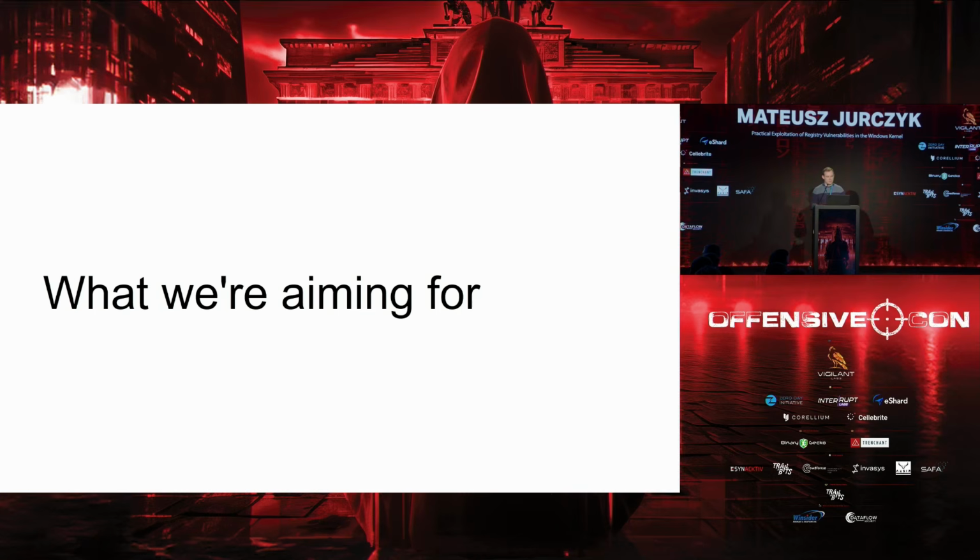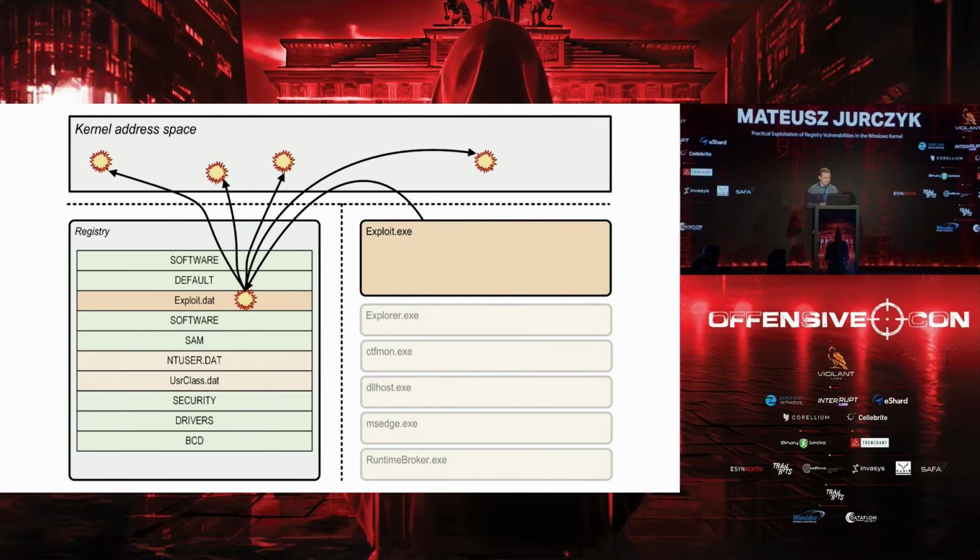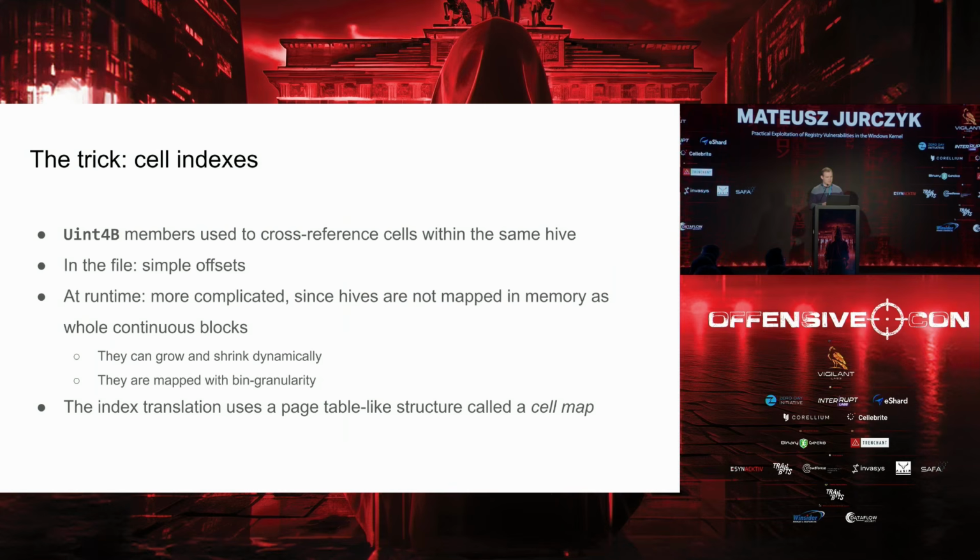What we would ideally be aiming for is something like this, where we just corrupt the exploit.dat hive mapping, and from there we get arbitrary read and write, which is, of course, the dream of all of us. Turns out that this can actually be achieved, and the trick is, again, to use the cell indexes. So as I said before, cell indexes are 32-bit integers that are used to cross-reference cells within the same hive.